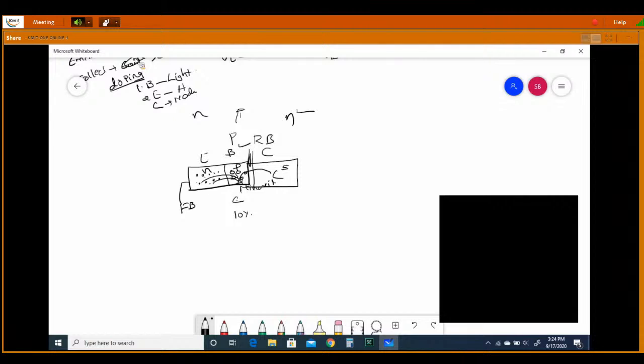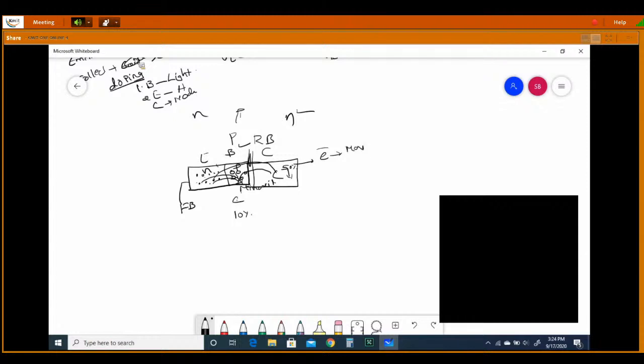Already 50% of the electrons are there. The majority of the charge carriers are electrons. Along with these charge carriers, I am assuming 40% of the charge carriers from the emitter came to the collector. So the electron concentration will become more in the collector region.